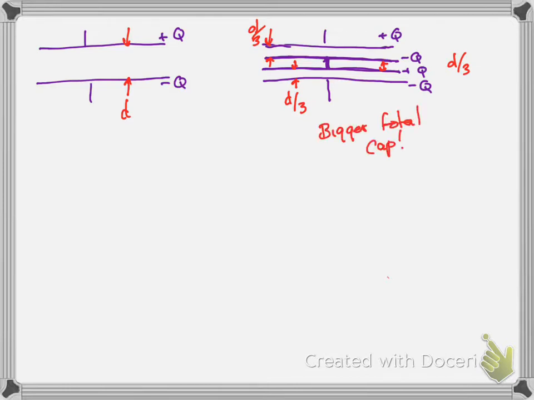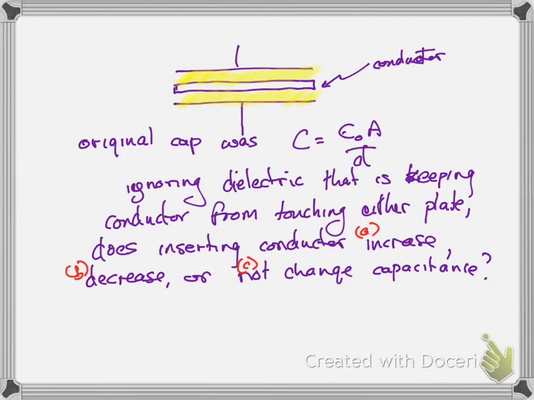Another question you could ask is, what happens if I insert this conductor, but I lean it up against one plate? Once I've inserted the conductor, what happens? Does the capacitance increase or decrease or stay the same? Hopefully it's pretty obvious from the discussion that the capacitance must again increase, because by putting a conductor in there, all you're doing is making D smaller. Since C goes as 1 over D, you're making D smaller, and so the capacitance increases even if the conductor touches one of the plates.